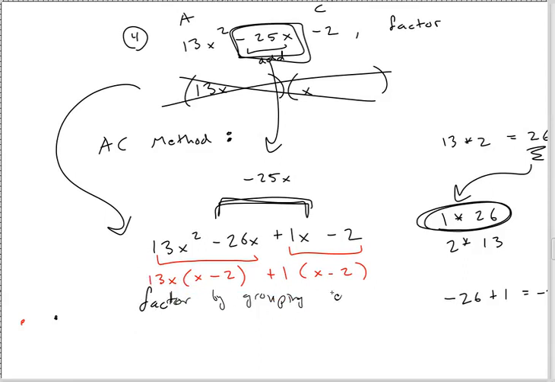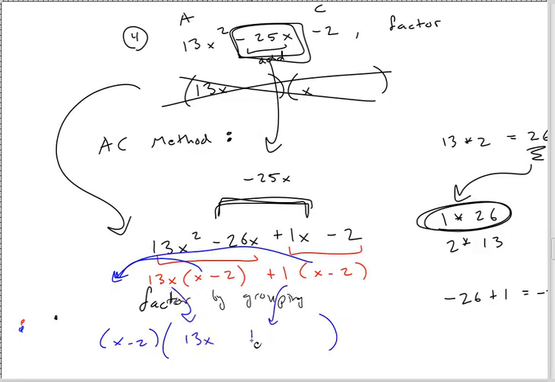Okay. So another thing is that I have this x minus 2, and I want to force an x minus 2 right here. They got to be the same for factor by grouping to actually work. And so what I'm going to do is factor it out to the front, put an x minus 2 in the front, and then leave behind a 13x and then a plus 1.